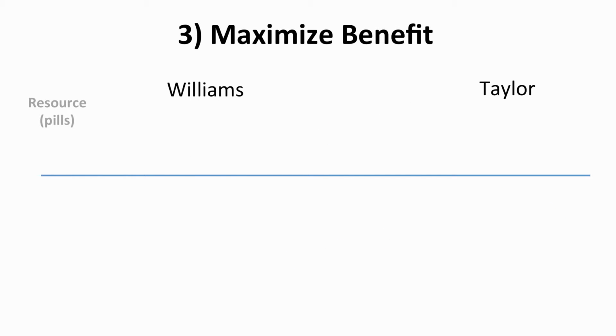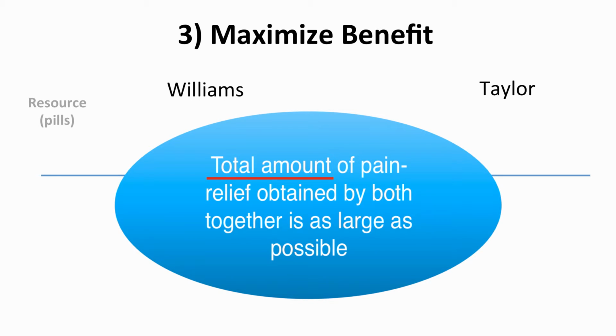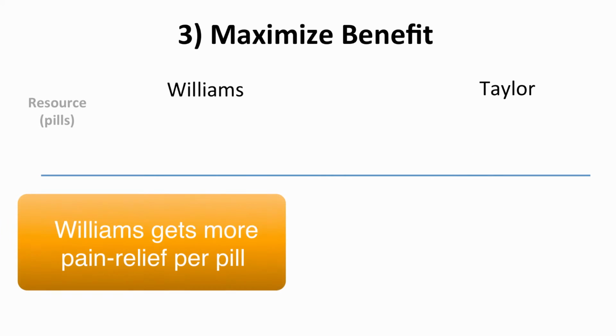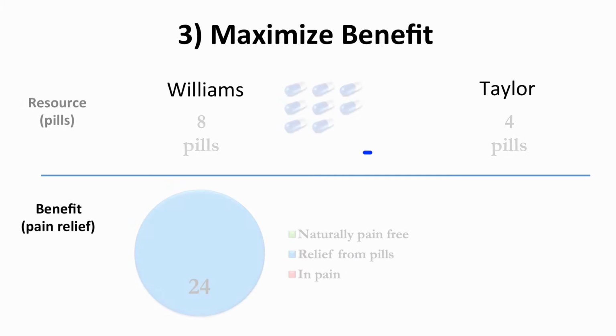Our third way is called maximize benefit. This means we divide the pills so that the total amount of pain relief obtained by both Williams and Taylor together is as large as possible. To do that, we now need to consider the fact that Williams gets more hours of pain relief from the pills than Taylor. To maximize the total amount of pain relief, we should give pills to Williams until he can no longer obtain pain relief.